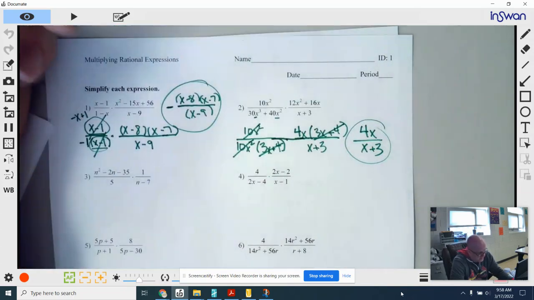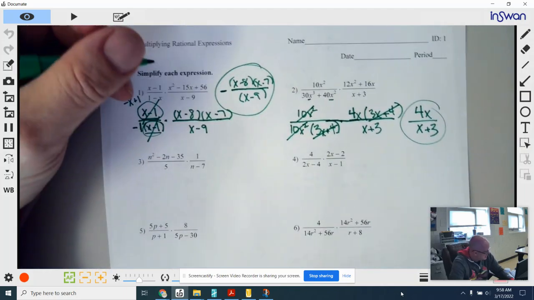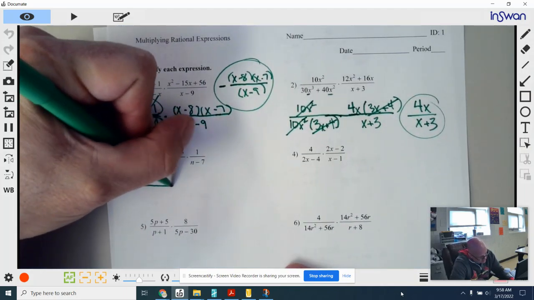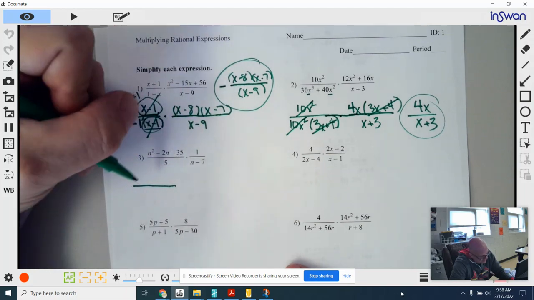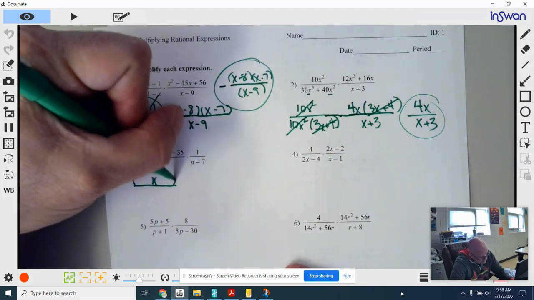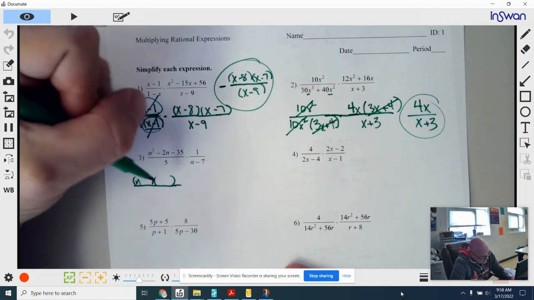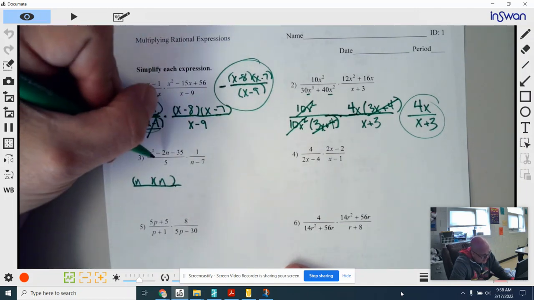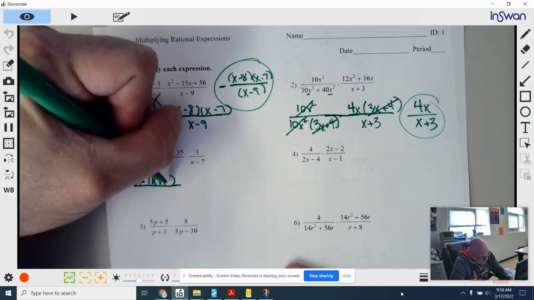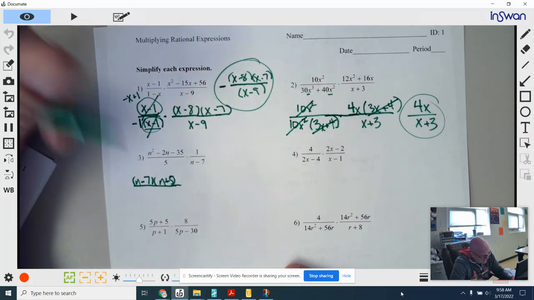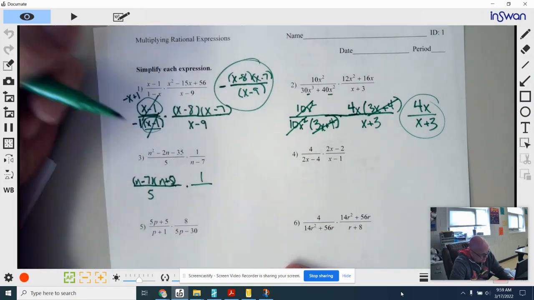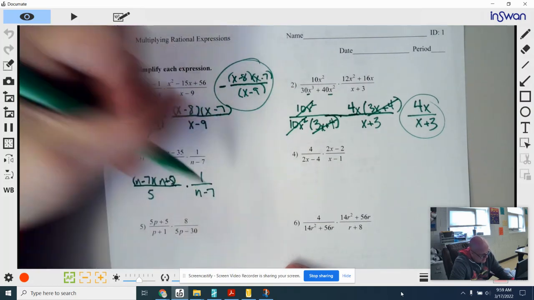So that's your final answer. Okay, number 3. Starting off, we can go ahead and factor this trinomial into 2 parentheses. So n and n. 2 numbers that multiply to negative 35 but add to negative 2. So that's going to be a negative 7 and a positive 5. And then we just have the 5 on the bottom times the 1 over here and the n minus 7.